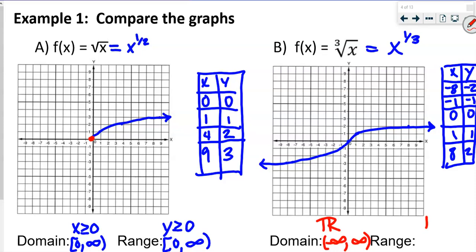And then our range, again, all real numbers, and our bracket again, because it's going to go up and down, right? So it's going to go down forever, it's going to go up forever. Remember, range is our y values. So this too is going to go from -infinity to infinity, right?